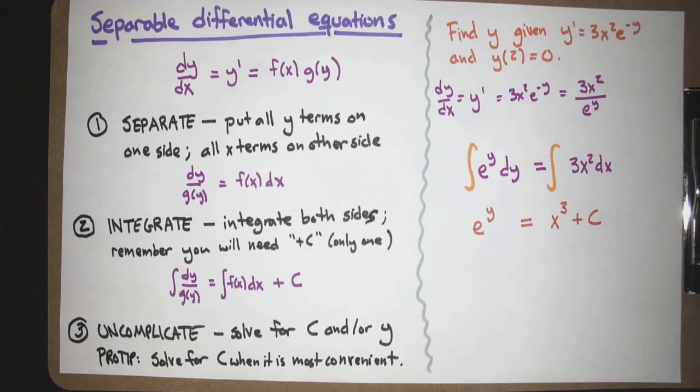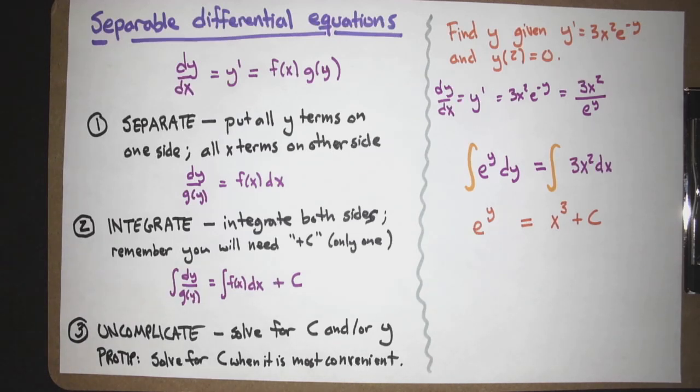Okay, so we're two-thirds of the way done. We separated, we integrated. The last thing is to uncomplicate. Now that's not a real word, but I chose it because it just sounded cool to say separate, integrate, uncomplicate. It has a nice flow. Separate, integrate, uncomplicate. Yes?